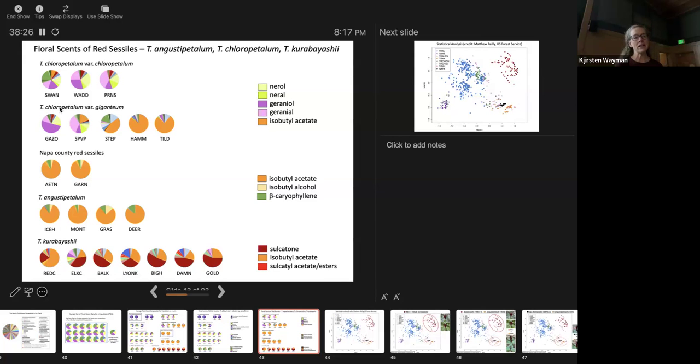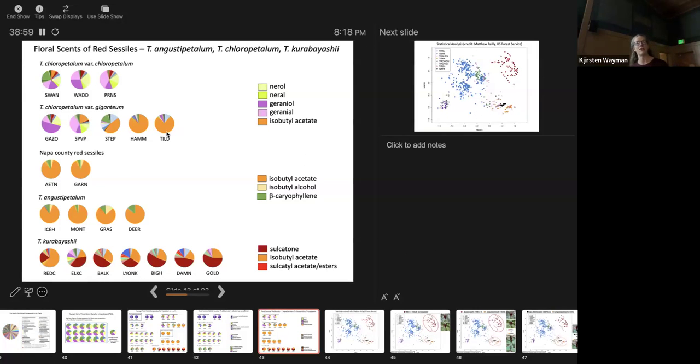However, if we look down here to chloropedilum variety giganteum, we see that a couple of the populations are similar to variety chloropedilum, but the other populations seem to have a lot of similarity with angustipetalum. So there's more variation there. They have more of that isobutyl acetate like the other red sessiles do, and they have less of those compounds that are typical of variety chloropedilum. So there's lots of variation within chloropedilum, and that makes some sense.